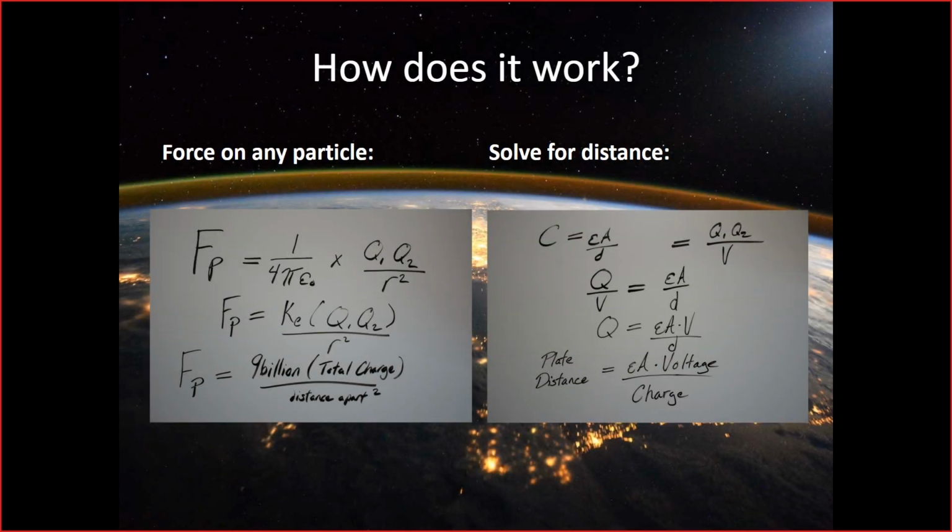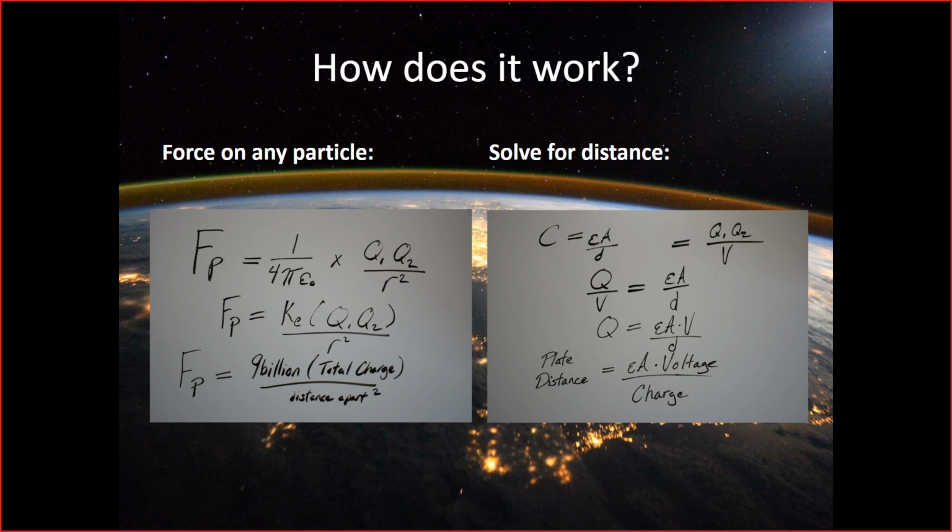Here are the two basic ideas that we're going to use and the formulas that go with them. So the force on any given particle, that's basically the math to describe it. Ke is just a constant. Q1 and Q2 are the charges of the two particles in coulombs, and the distance between them is squared. So it's the R-squared law. It's identical to the gravitational formula, except G takes the place of K, and the M's take the place of the Q's. Otherwise, it's the same.